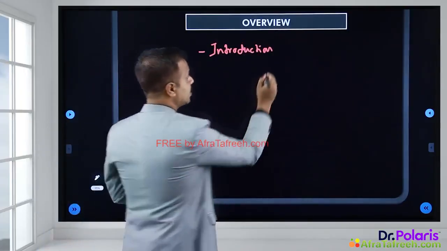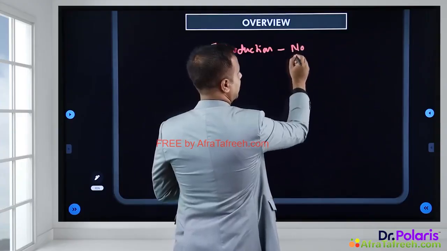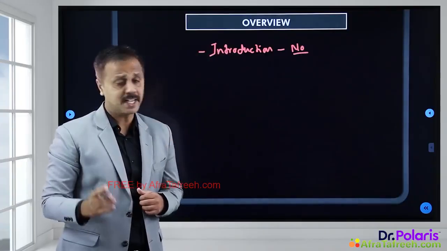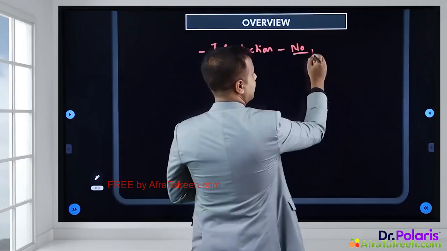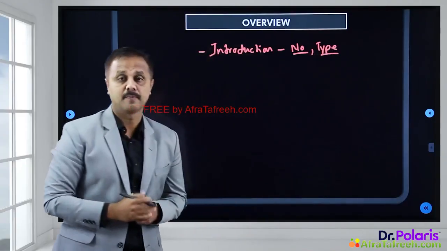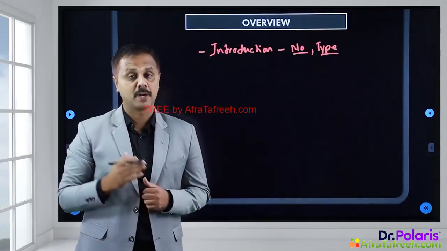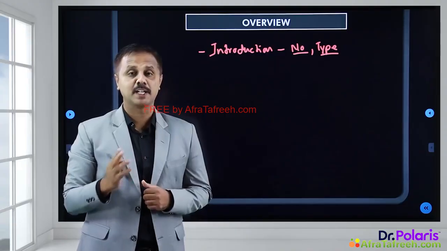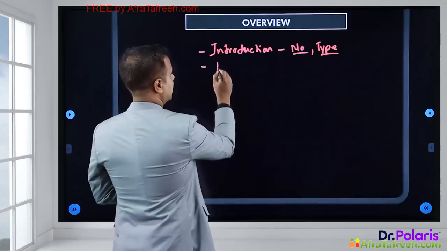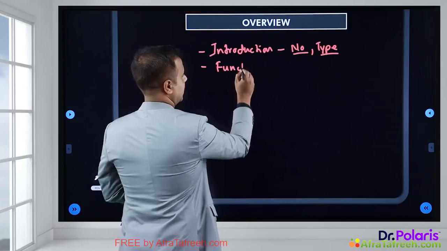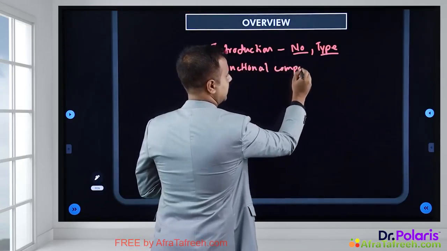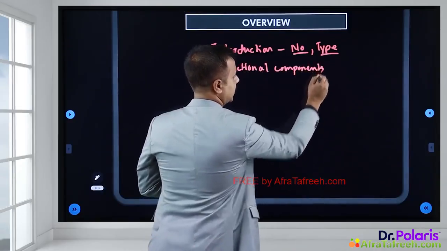In introduction, you should know the number of cranial nerve. Which cranial nerve is it? First, second, third, fourth, like that. Right? Once you know the number, next important thing is to know what type of cranial nerve is it. Whether it is purely sensory nerve, purely motor nerve, or it's a mixed nerve containing both type of fibers. Once you know this, the next thing is to learn about the functional components. You should know what are the functional components present in each cranial nerve.